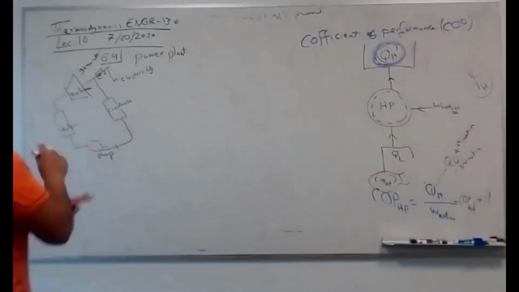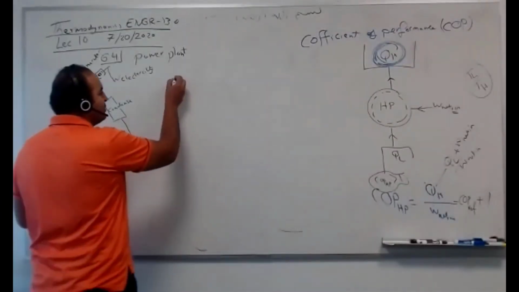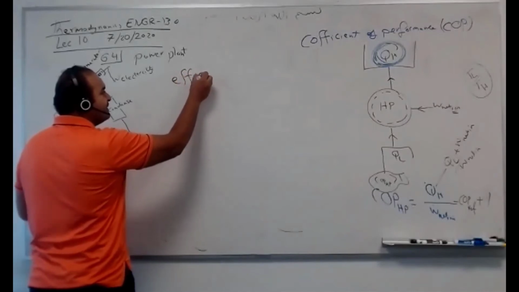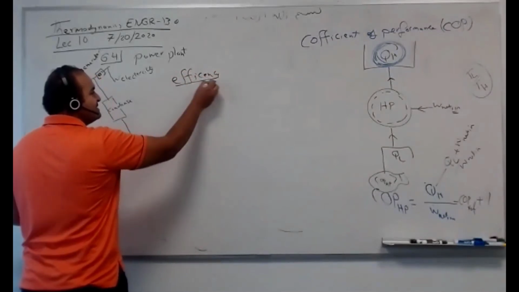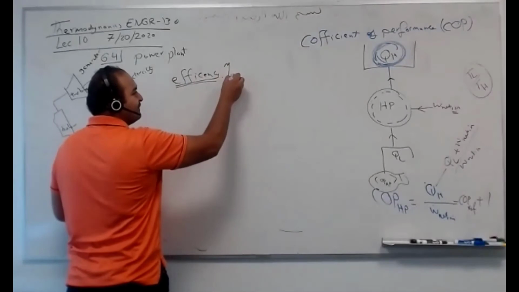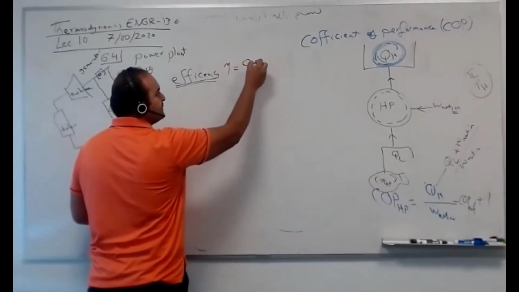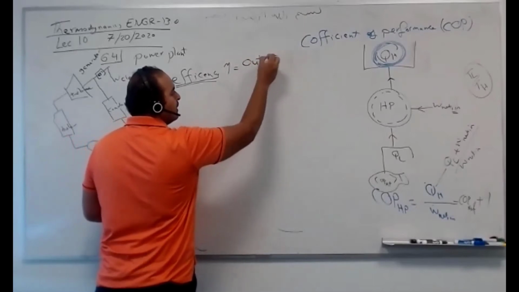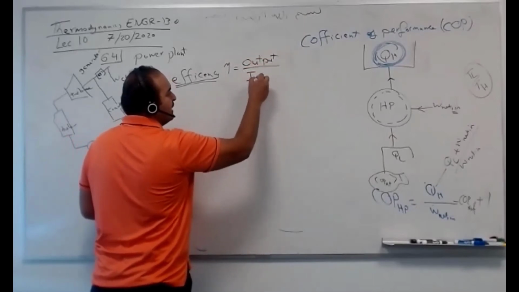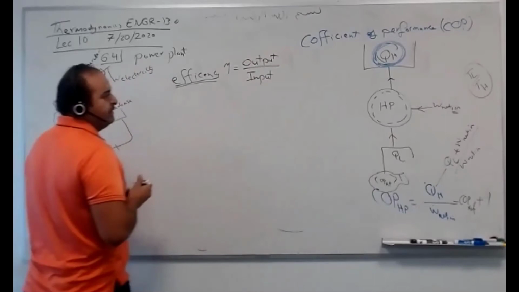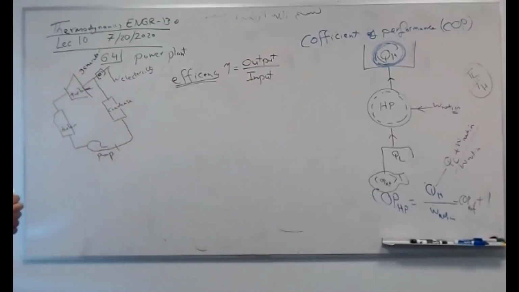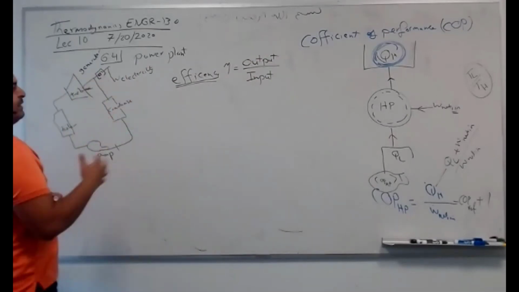Any efficiency, guys, any efficiency, it's output over input. Do you remember when I talk about any specific, something specific, it's something over mass? So efficiency is output over input, okay?